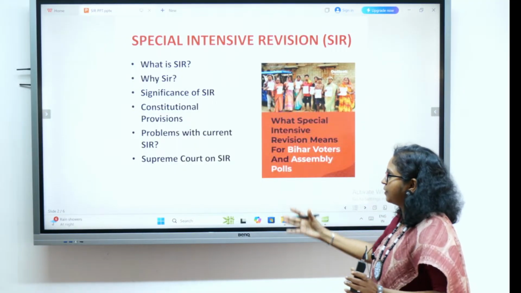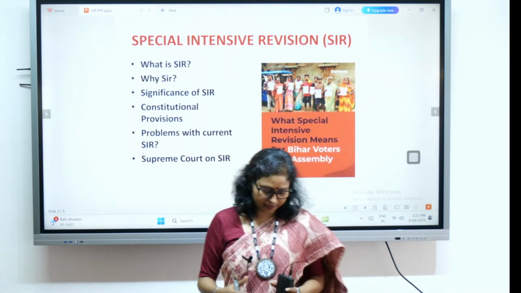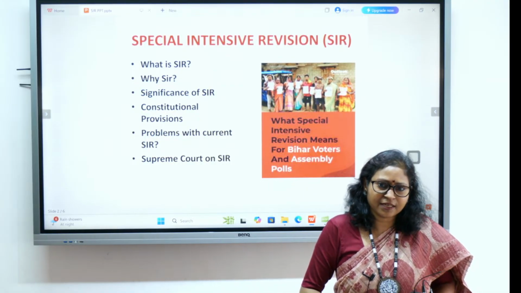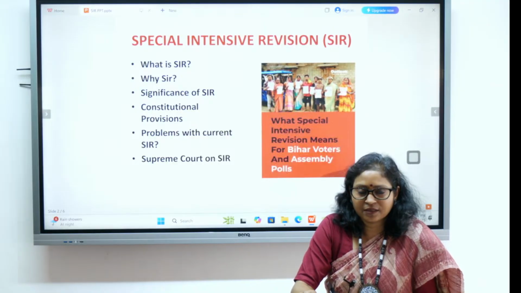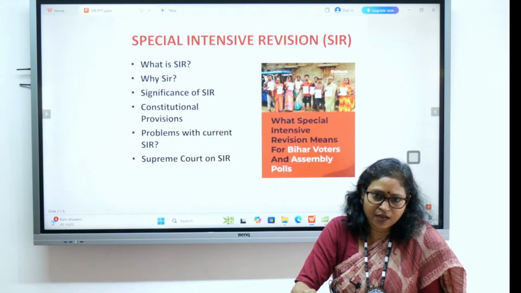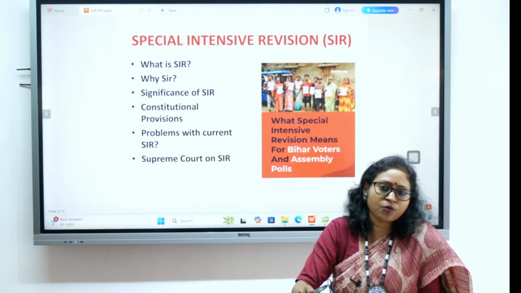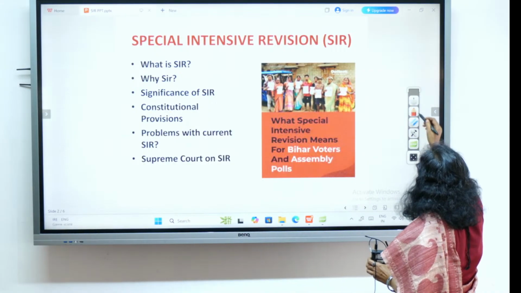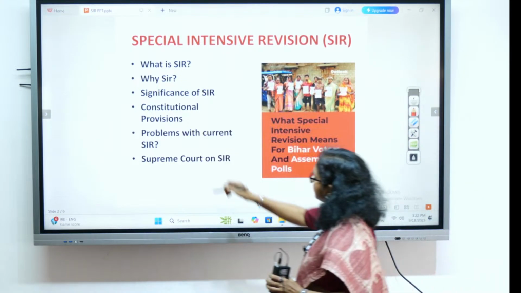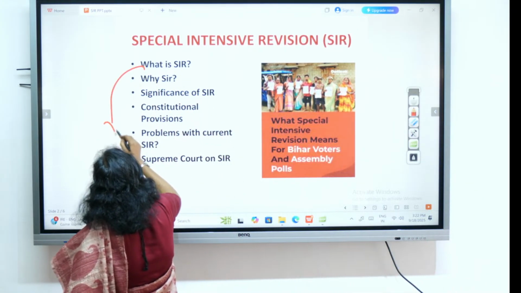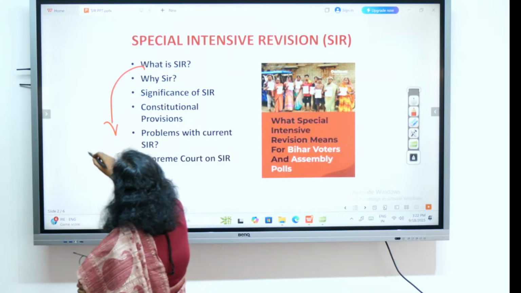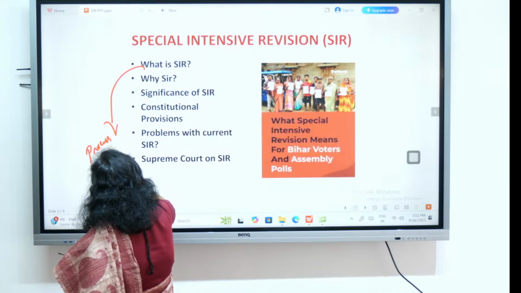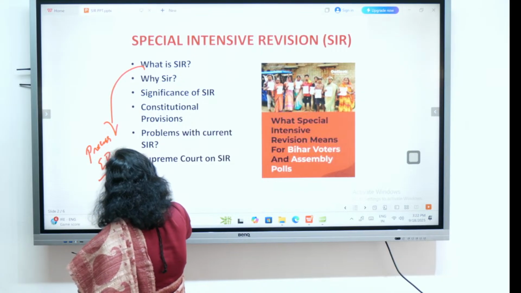So let's start with what is SIR, Special Intensive Revision. Basically it is a process by the Election Commission of India where the electoral roll is being revised. So what is SIR? It is the process through which the electoral rolls are being revised.